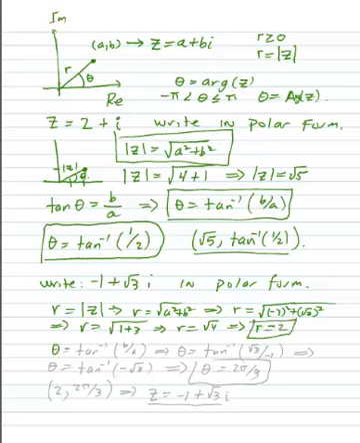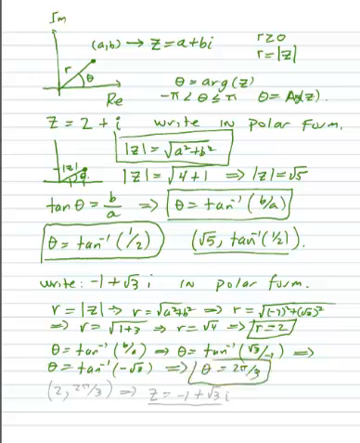And theta is the arctangent of b over a. So theta is the arctangent of the square root of 3 over -1. Theta is the arctangent of negative square root of 3. And the arctangent of negative square root of 3 corresponds to the unit circle. So if we remember the unit circle, we would have 2 pi thirds.